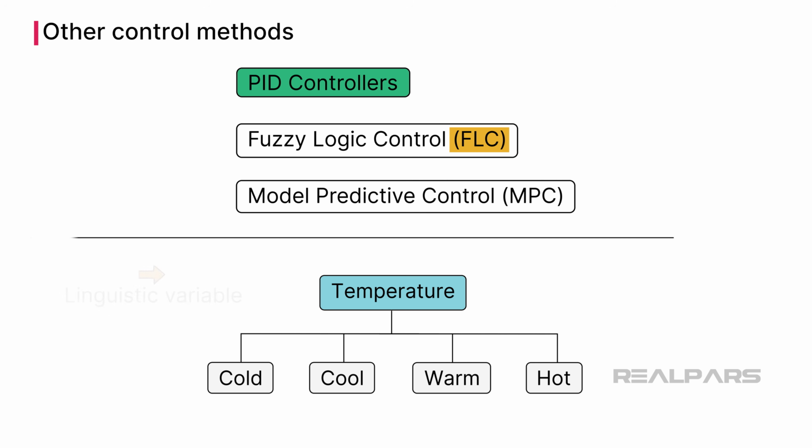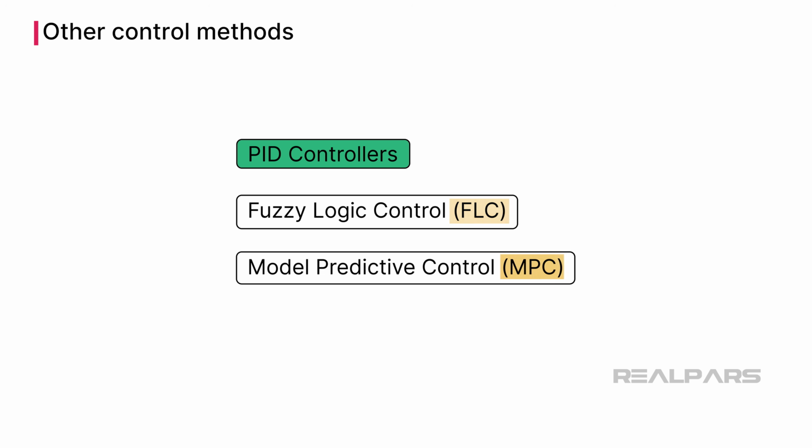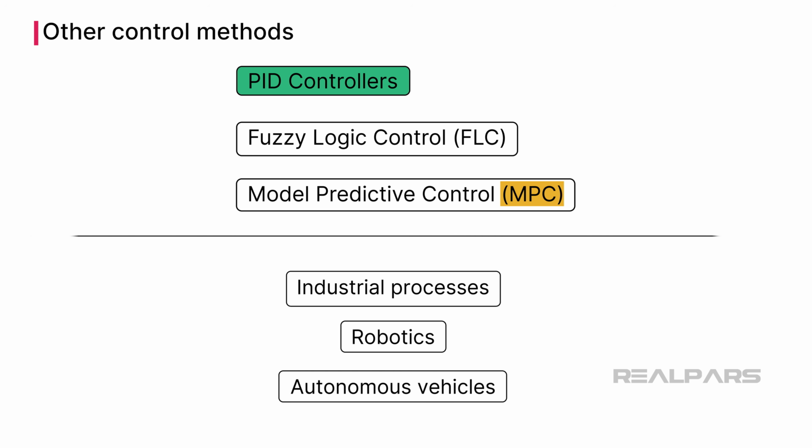FLC is suitable where human input or linguistic variables are involved, such as consumer appliances. MPC works well in systems with multiple interacting variables, such as industrial processes, robotics, and autonomous vehicles.